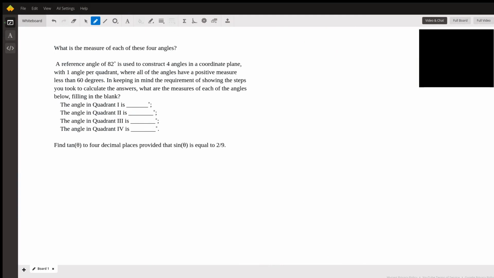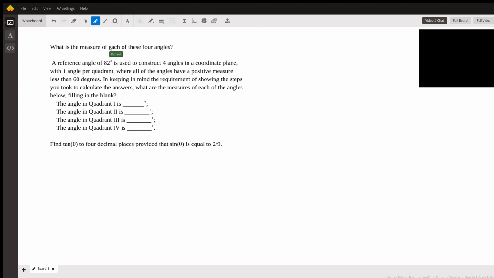The wording in the first question has to be wrong because you can't have a reference angle in the first quadrant of 82 degrees and say that the angle itself has to be less than 60 degrees. That's just physically impossible to do. So we're going to just approach this problem in a more reasonable fashion. And I'm going to just go through the quadrants and we'll talk about what the solution is.